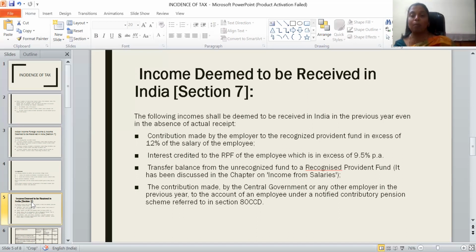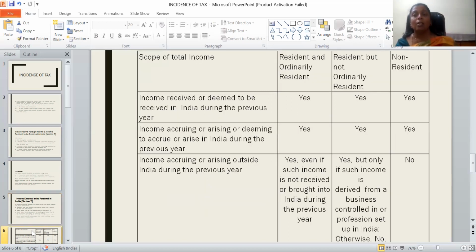The contribution made by the central government or any other employer in the previous year to the account of an employee under the notified contribution pension scheme referred under section 80CCD, that also is termed as income deemed to be received in India. Next, let us take certain examples and check whether that is taxable in the following residential status.